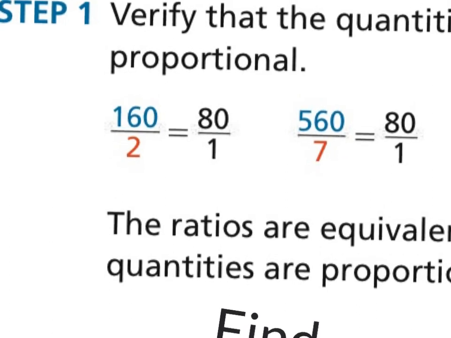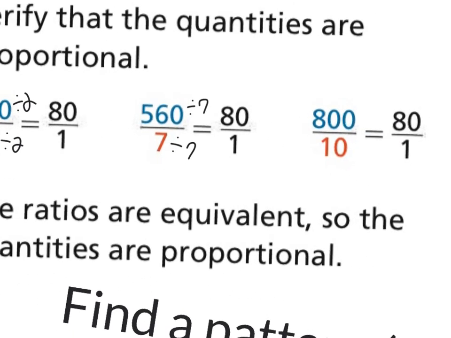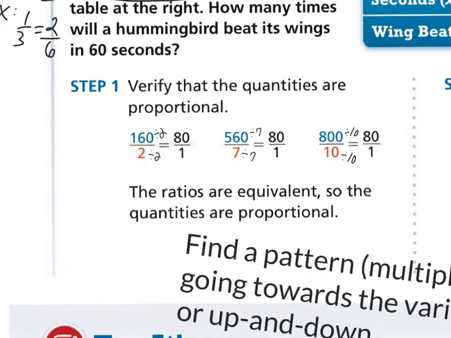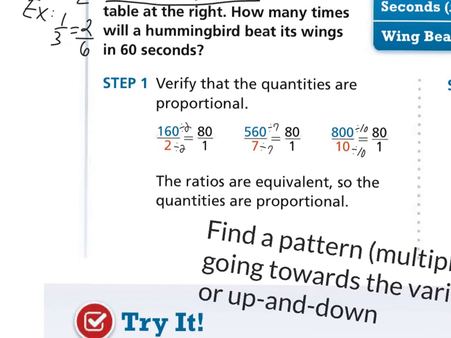160/2, if we reduce both of those by 2, that would be 80/1. And the second one, if we reduce those by 7, that is 80/1. And the last one, if we reduce those by 10, that is 80/1. So you can see that these are all the same. So they're all equivalent, so it's proportional.